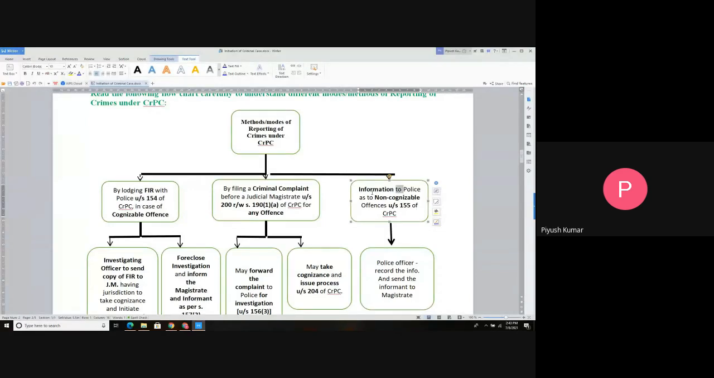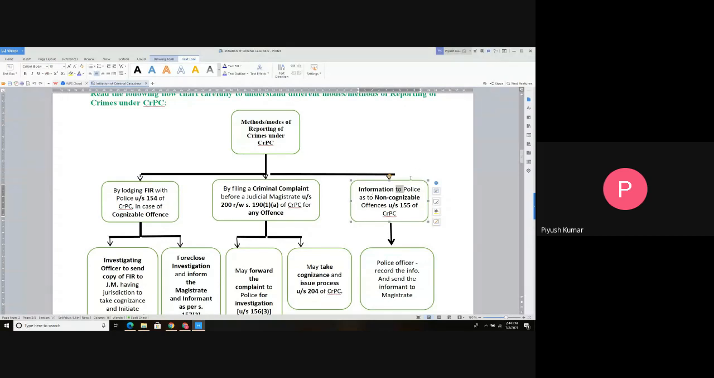It is saying that if a person is reporting the crime to the police and that crime is a non-cognizable offense, तो FIR तो लिख नहीं सकता है पुलिस वाला. तो इसमें ये बताया गया है पुलिस वाला क्या करेगा. So that policeman would record the information in the general diary or station diary and send the informant to the magistrate. कि भैया आप वहां पे क्रिमिनल कंप्लेंट फाइल कर दो जाके, ठीक है जी. So these are the three modes or methods of reporting crimes under the provisions of CrPC.